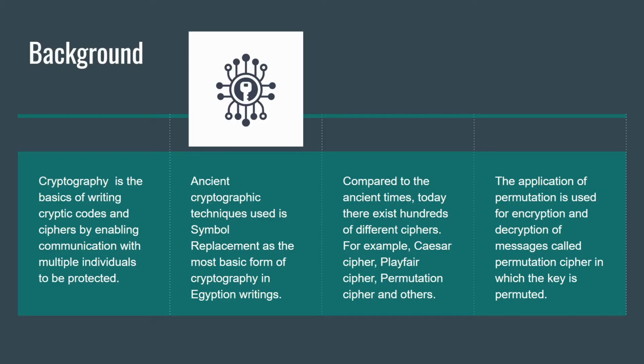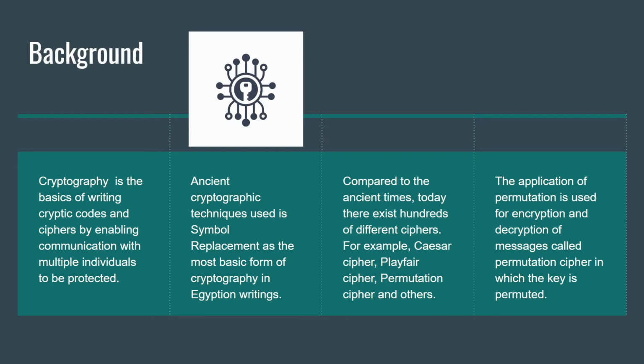So, a background to cryptography. Cryptography is the basics of writing cryptic codes and ciphers by enabling communication with multiple individuals to be protected. Ancient cryptographic techniques used symbol replacement as the most basic form of cryptography in Egyptian writings. Compared to ancient times, there exist hundreds of different ciphers.